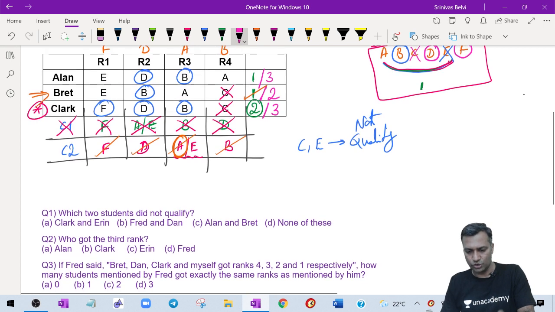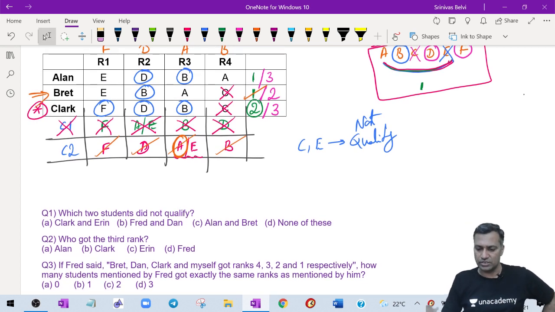We can answer the questions based on this. Which two students did not qualify? It is Clark and Erin. Who got the third rank? We know that it is Alan. Alan got the third rank. A got the third rank from here.